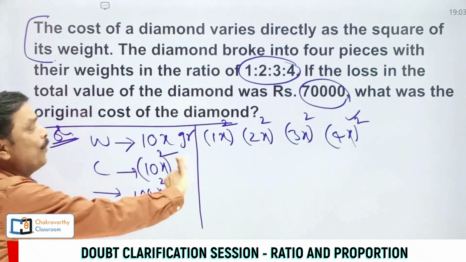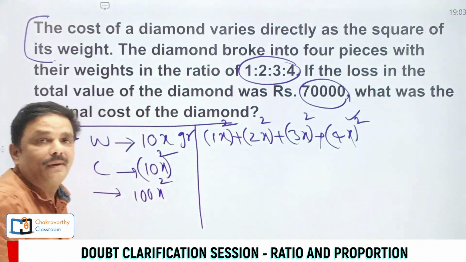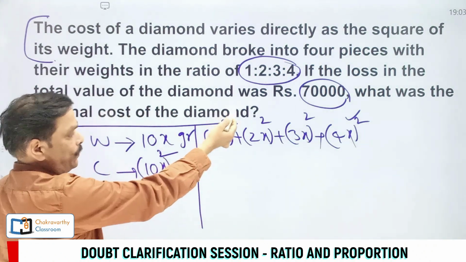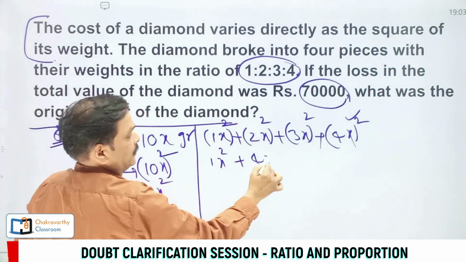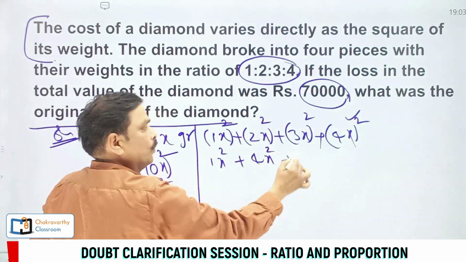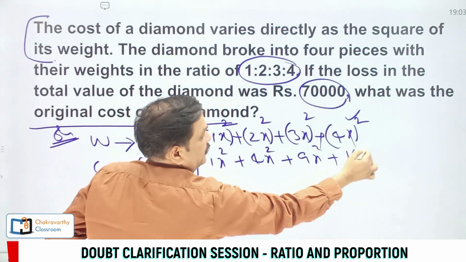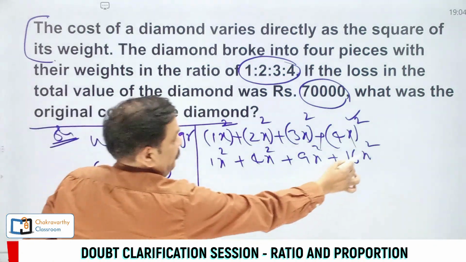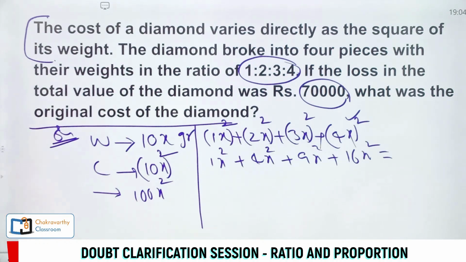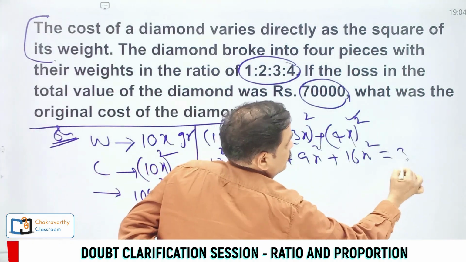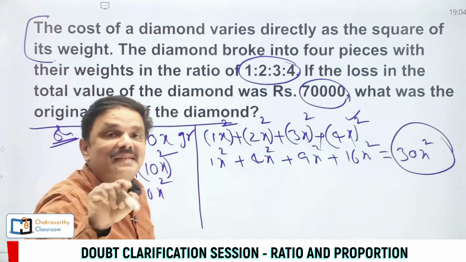Alright, now what is the cost of this one? Add up this thing, simple one students, add up. If you add it up, 1x square plus 2x square means 4x square, 3x whole square means 9x square, 4x whole square means 16x square. If you sum it up, 16 plus 9 is 25, plus 4 is 29, plus 1 is 30x square. What is this 30x square, students? This is the cost of the pieces.